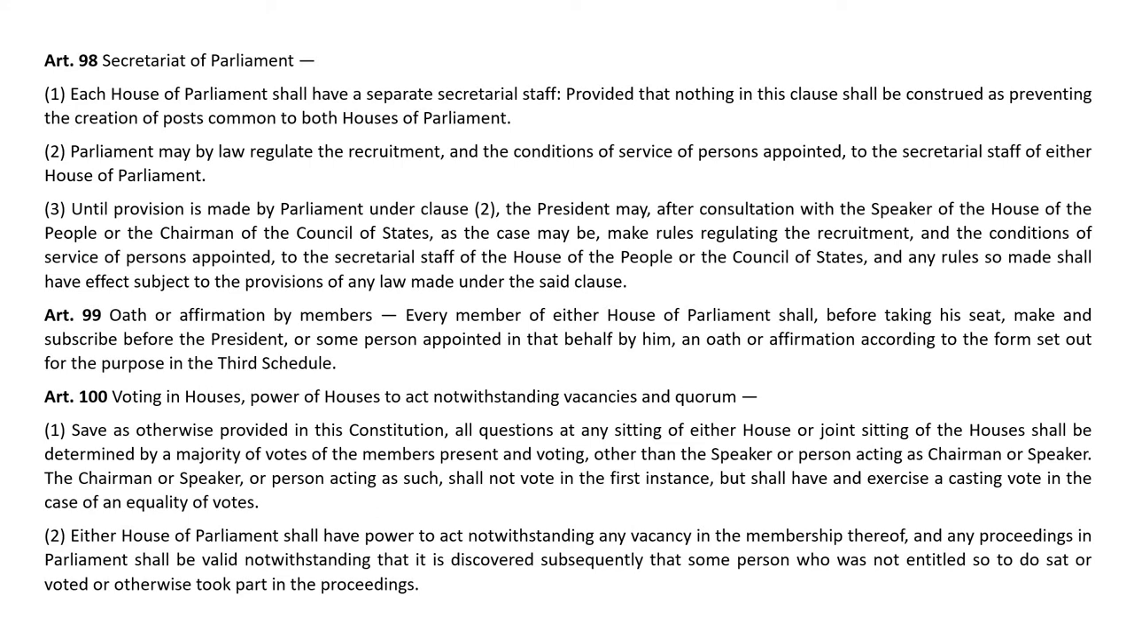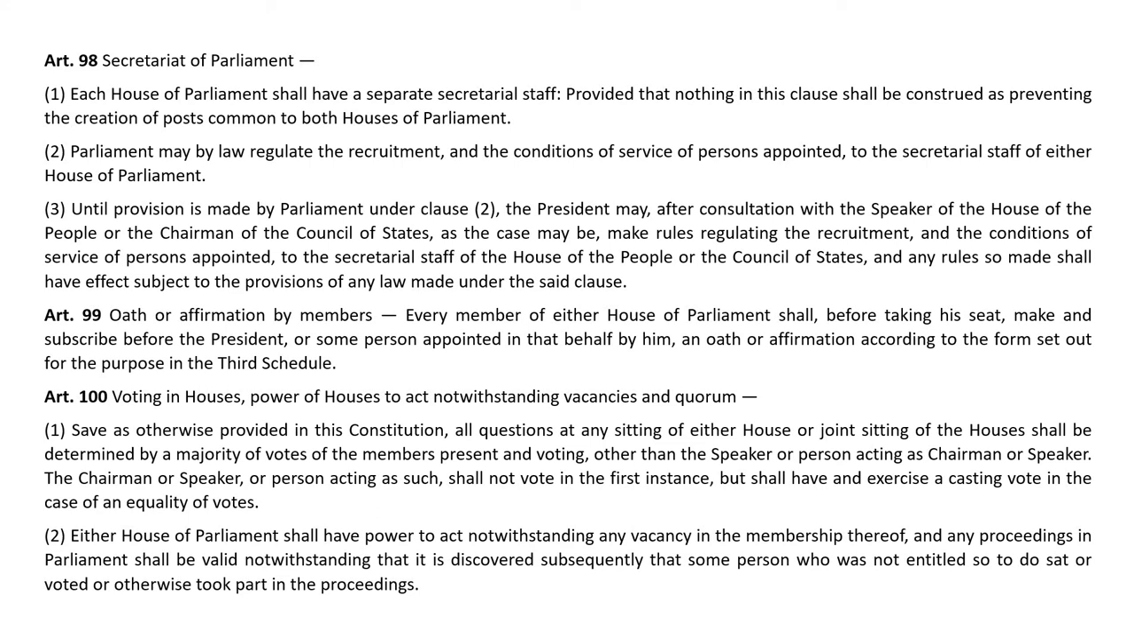Article 99. Oath or affirmation by members. Every member of either House of Parliament shall, before taking his seat, make and subscribe before the President or some other person appointed in that behalf by him an oath or affirmation according to the form set out for the purpose in the Third Schedule.